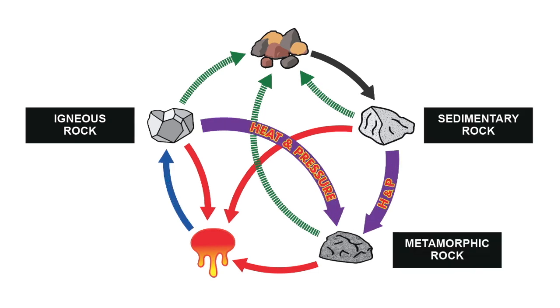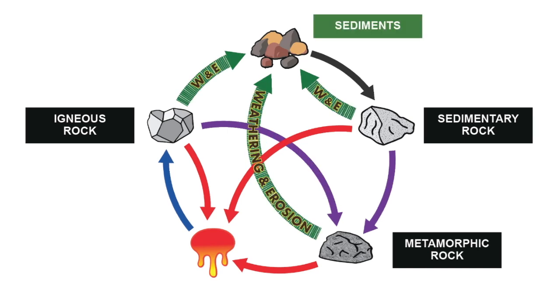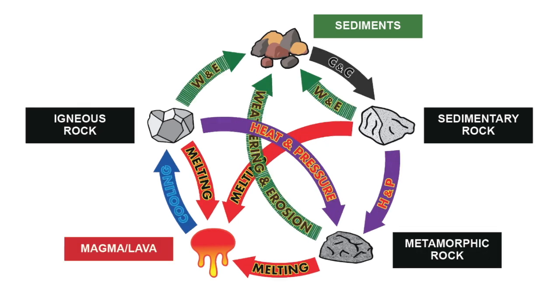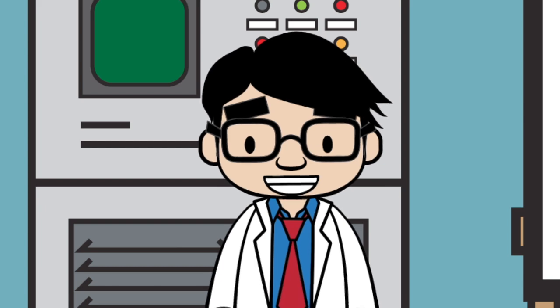To make metamorphic rock, you must apply heat and pressure to igneous rock or sedimentary rock. To make sediments, you must weather and erode sedimentary rock, metamorphic rock, or igneous rock. To make sedimentary rock, you must take sediments and compact them and cement them together. And that's the entire rock cycle. Now let's go into a little bit more detail.